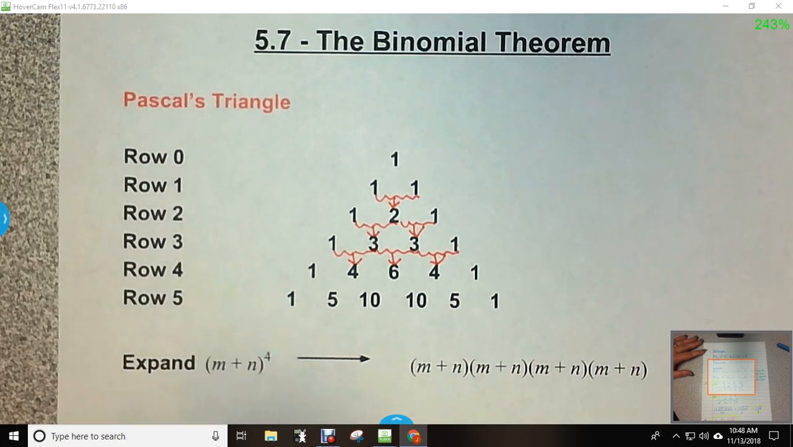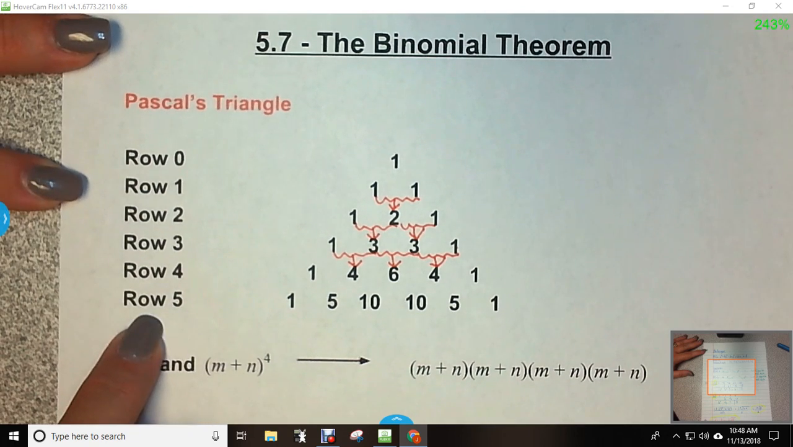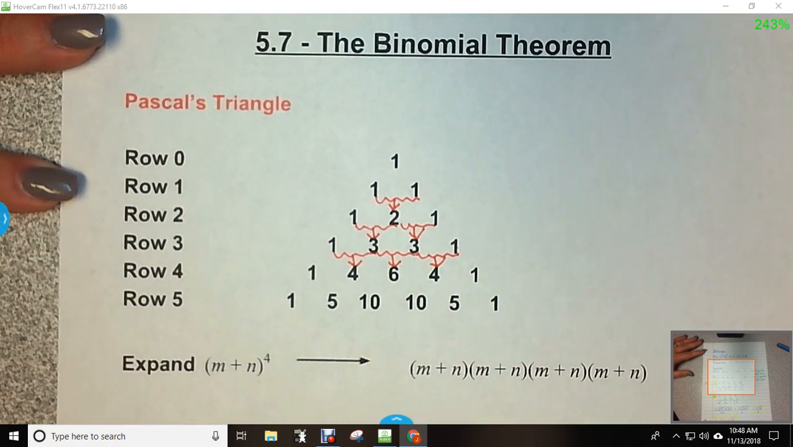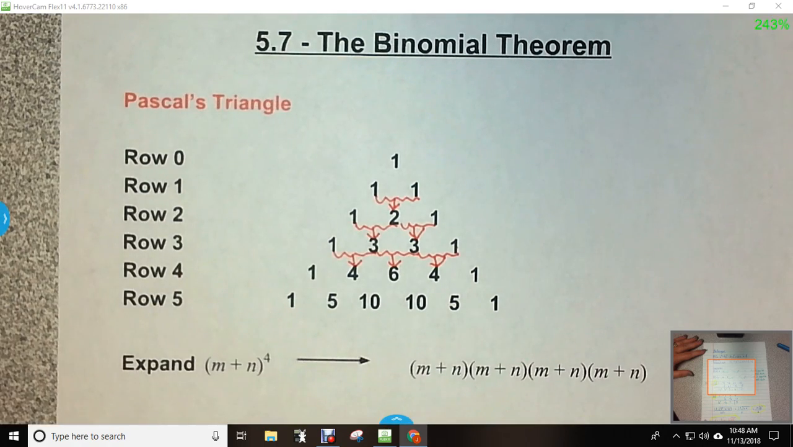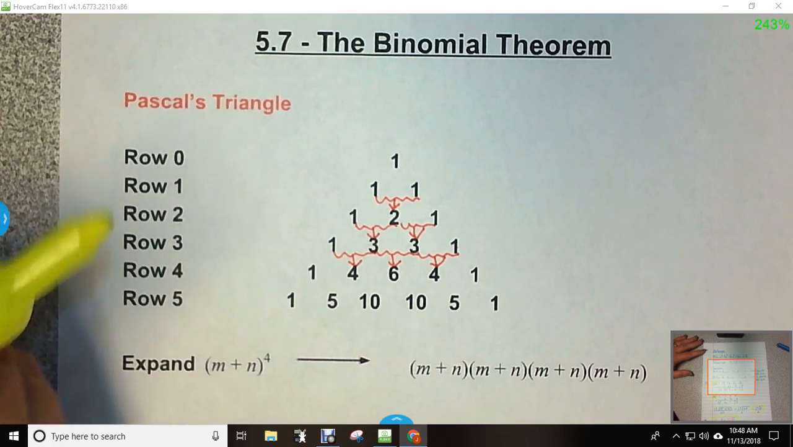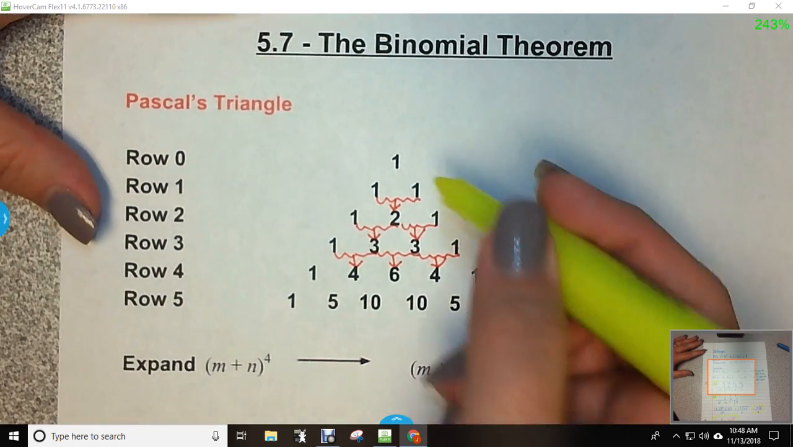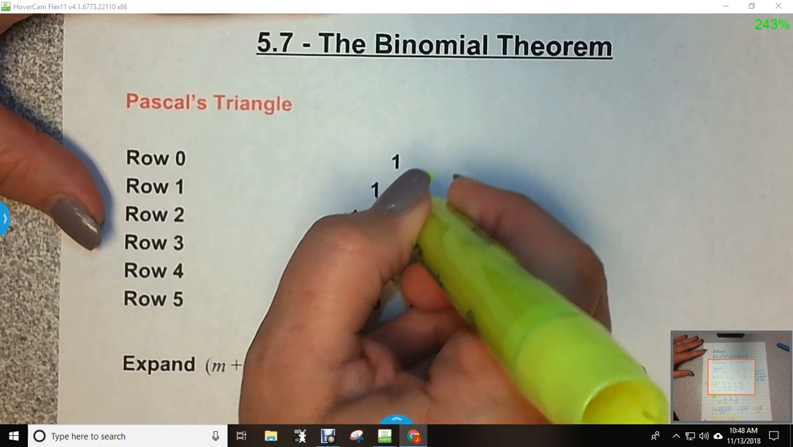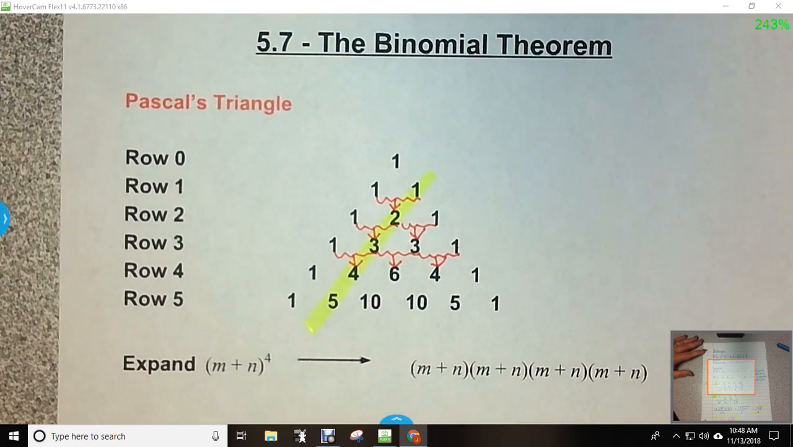Now, you can continue this pattern forever. I've just given you through row 5. And while it looks like I've got 6 rows, the first one is numbered row 0. And let me show you how to know real quick and easy what row you are on. If you'll look at this diagonal right here, that tells you what row you are on in the triangle.